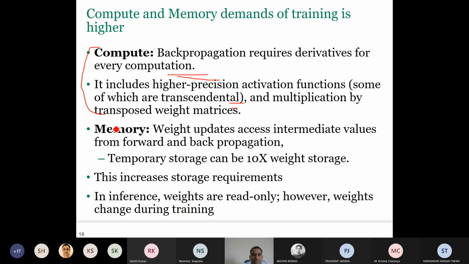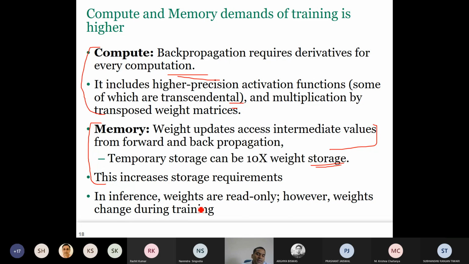And as far as the memory demands are concerned, during training we are updating the weights because we have some initial estimate of the weights, which could be wrong, just initial guesses. So we update the weights and try to reach the correct weights. Weight updates access intermediate values from both forward and backward propagation, so temporary storage can be 10 times the weight storage. That's why in the training phase we need a lot of temporary memory.